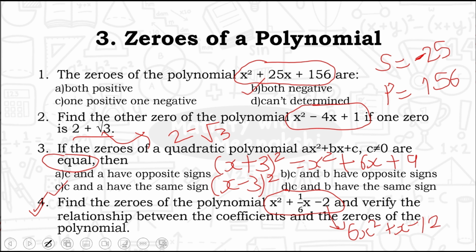You can find the zeros using middle term split or the quadratic formula, and then you will get the values of alpha and beta. Then you have to verify the relationship, that is alpha plus beta is equal to minus b by a, and alpha into beta is equal to c by a.